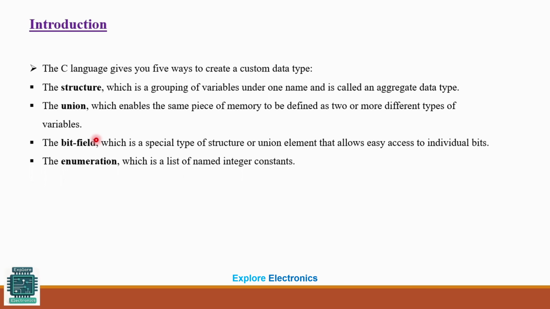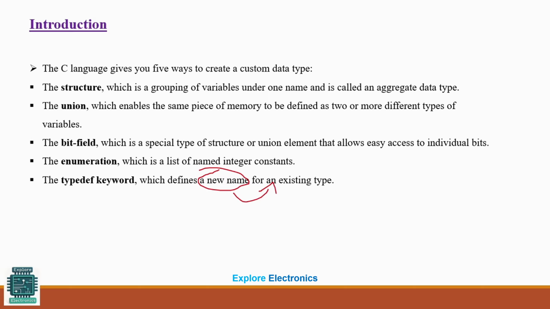And the fourth one is enumerations. Here, it is a list of named integer constants. And the last one is the typedef keyword. It defines a new name for an existing type. What it does is define a new name for an existing type, and for that purpose we will use the typedef keyword. Now each of these features is described in this chapter. Now let us see them one by one.